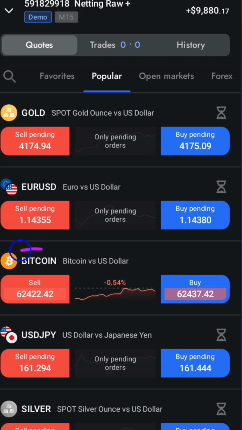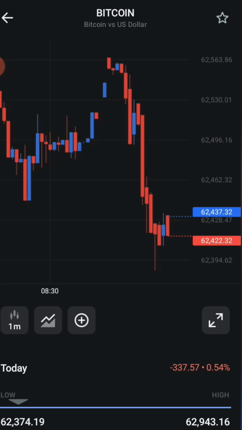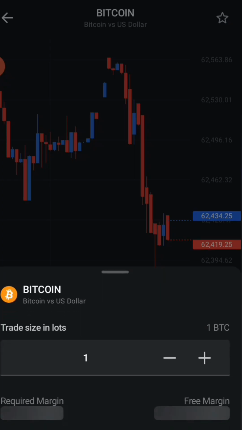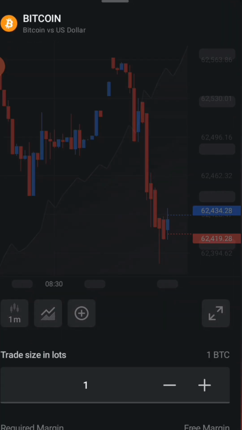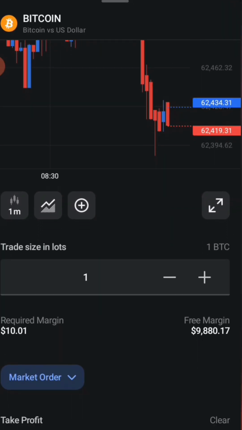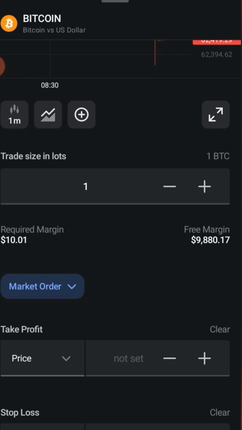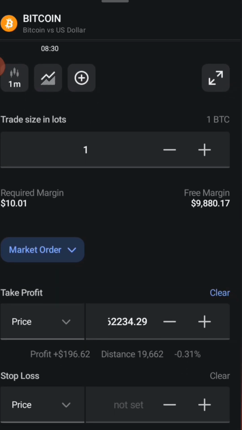Let me show you an example. If we want to trade Bitcoin versus US dollar, Forex trading is very much easy. So we click on this asset, then the chart will open. As you can see, the market has been moving downwards. So what we are going to do is that we are going to set our stop loss and take profit.